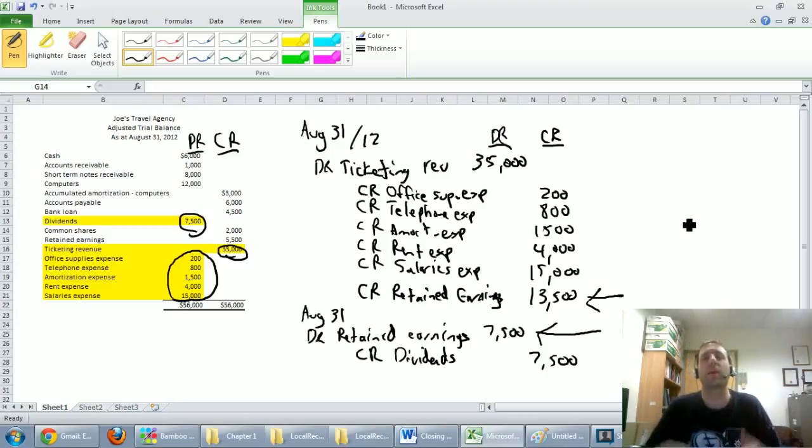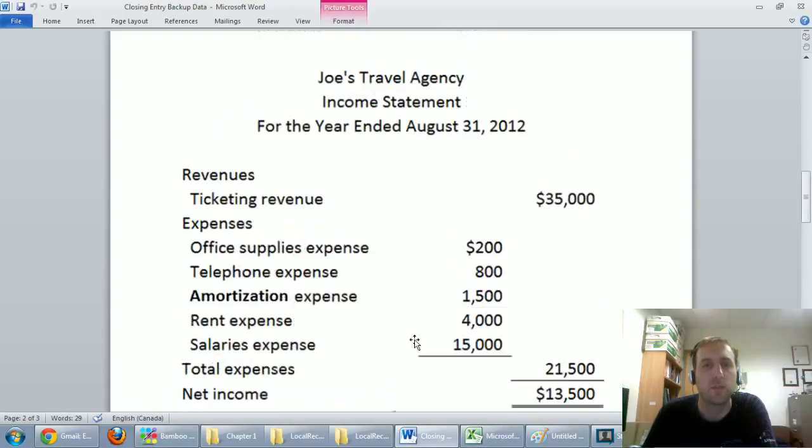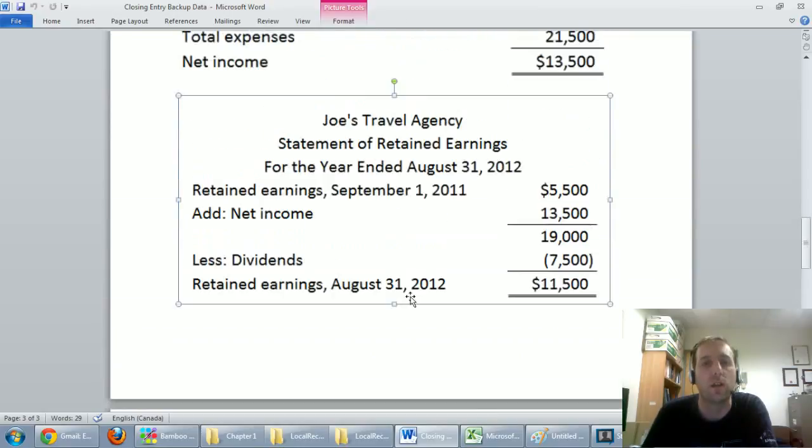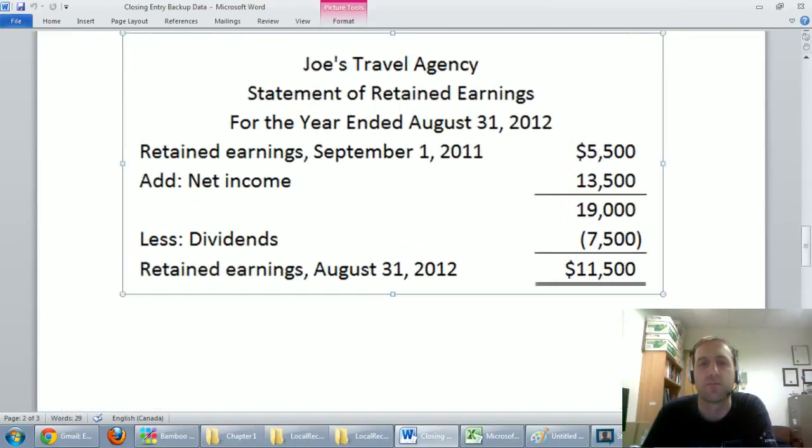And when I cleared my dividends, it was $7,500 to retained earnings. Now I want to explain why we do this closing entry and why it works the way it does. So the main reason we do it is we want to reset. We want to start a new year at zero, as I've said. But the other issue is, let's take a look at our financial statements. We've got our income statement, our statement of retained earnings, and our balance sheet. I want to hone in on the statement of retained earnings.